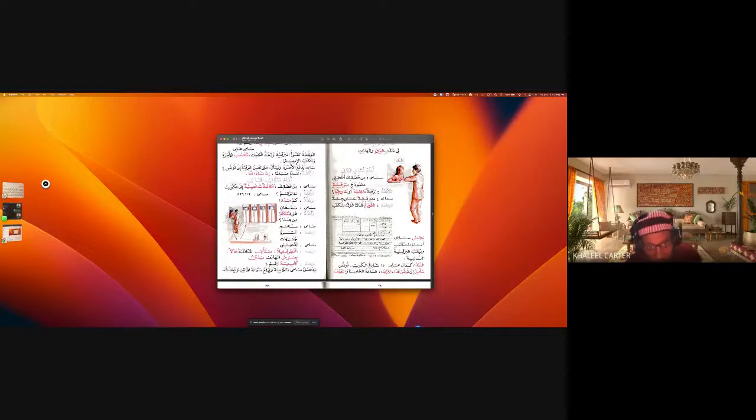Remember these days, subhanAllah. In Egypt, we call it the central, right? This is like the Markaz al-Hawatif. That's where you go. You want to make phone calls and stuff like that. That's where you had to go.